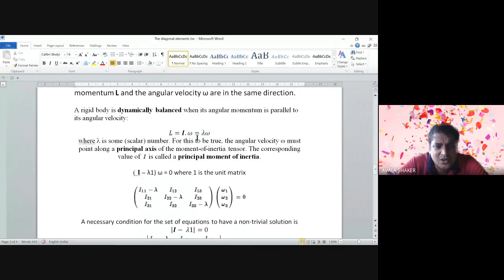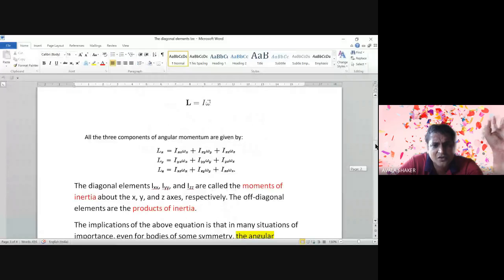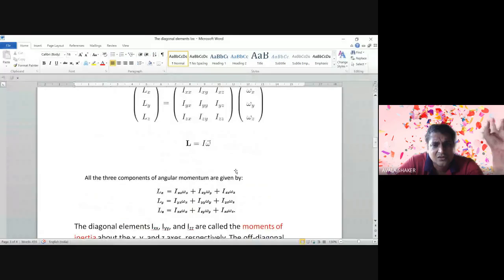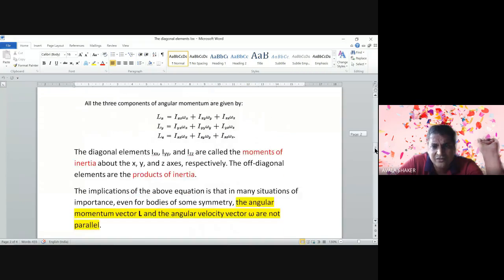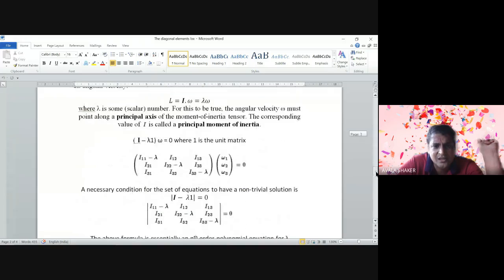So L is equal to I omega. The I components we have found, so these are all the I components, and we have seen how to calculate those components. This is what we will require to create this moment of inertia tensor. Once you build the tensor, our problem is that we can write it like this.